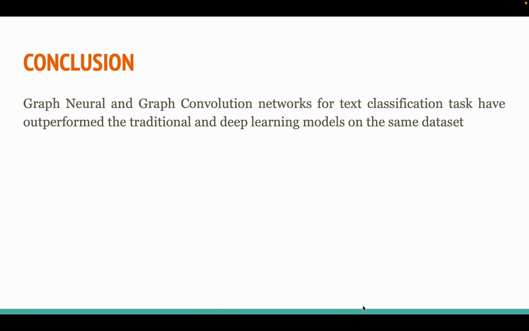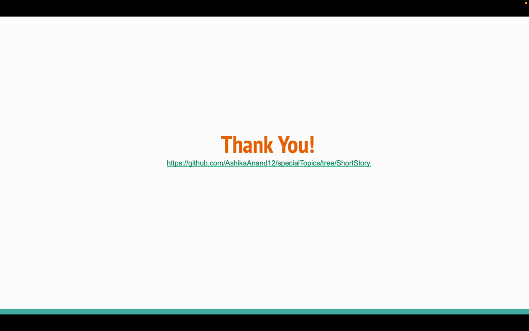In conclusion, graph neural networks and graph convolution networks for text classification tasks have outperformed the traditional and deep learning models on the same dataset. Thank you.